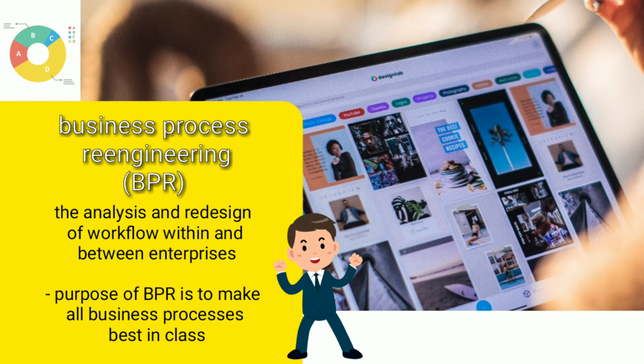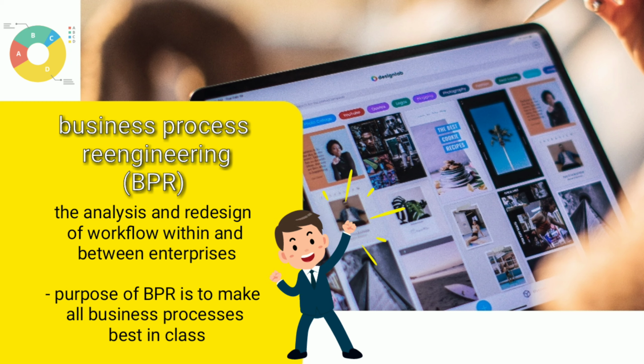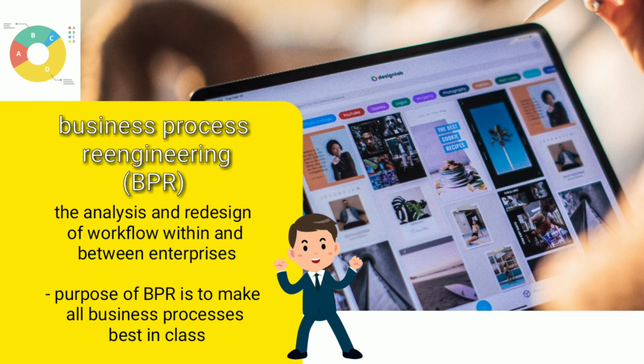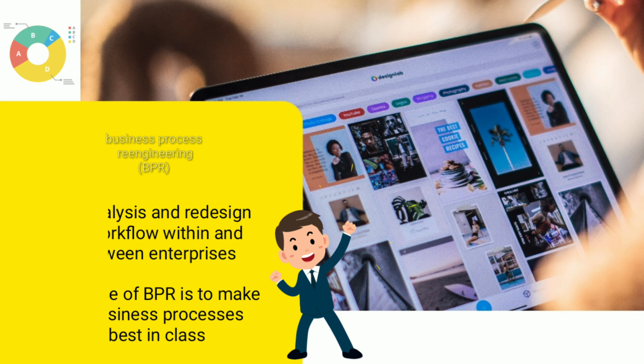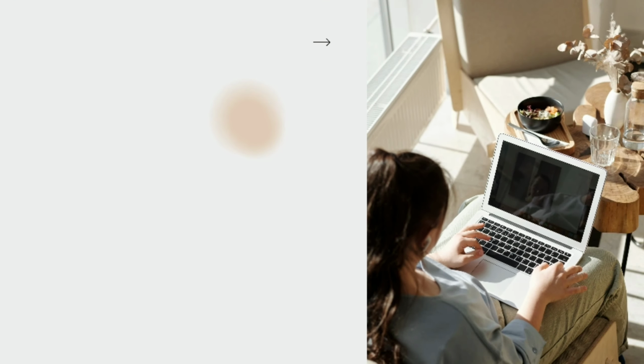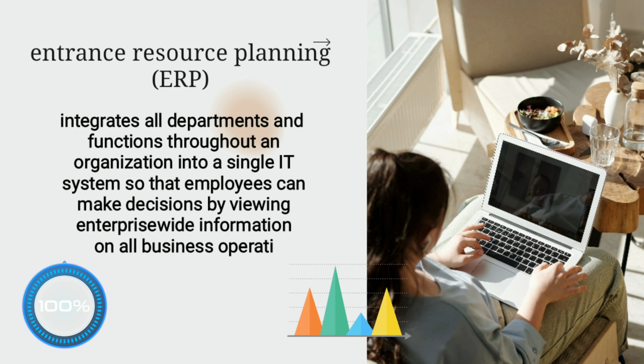Customer relationship management (CRM) involves managing all aspects of a customer's relationship with an organization to increase customer loyalty and retention and an organization's profitability. Business Process Reengineering (BPR), the analysis and redesign of workflow within and between enterprises. The purpose of BPR is to make all business processes best in class. Enterprise Resource Planning (ERP) integrates all departments and functions throughout an organization into a single IT system so that employees can make decisions by viewing enterprise-wide information on all business operations.